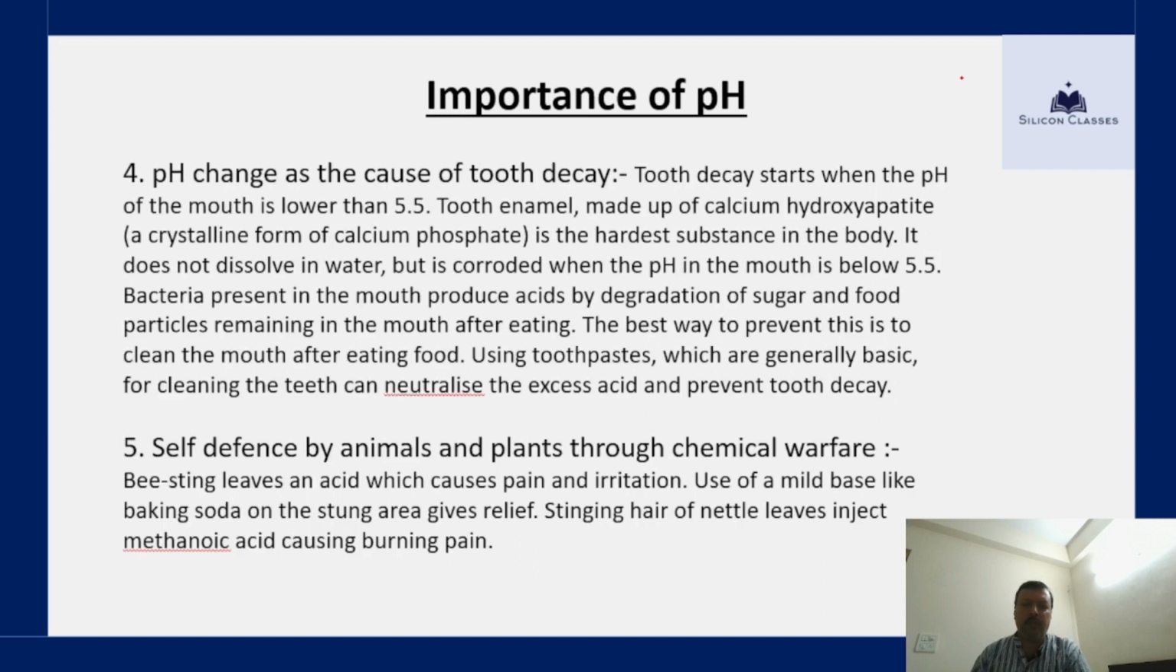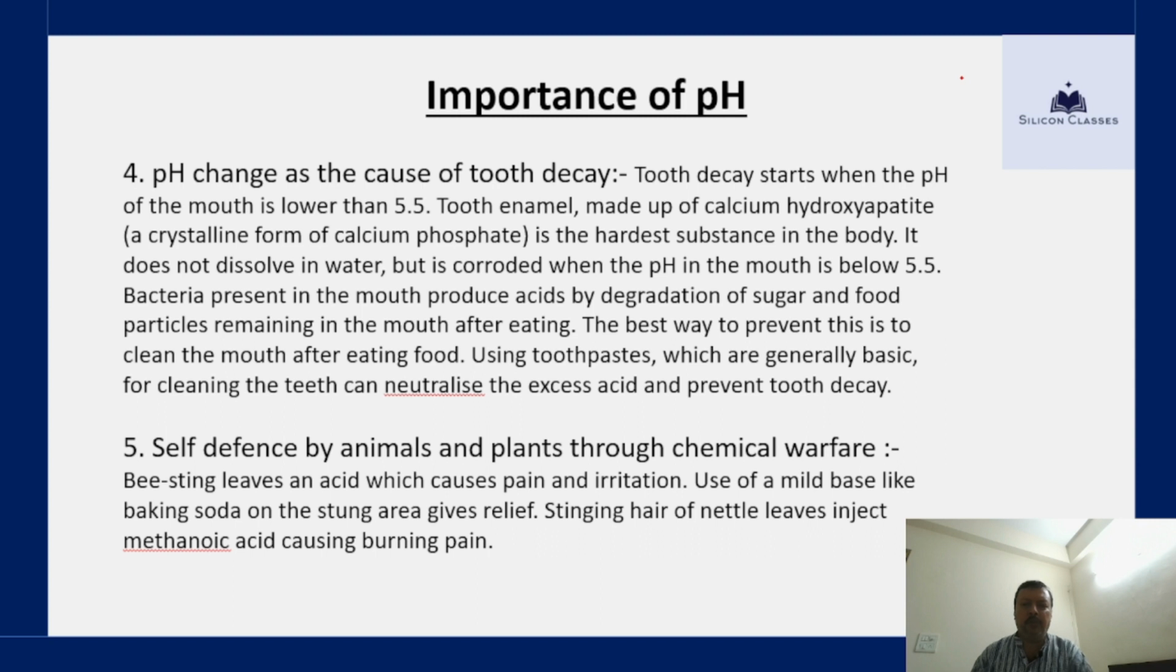Number four, pH change as the cause of tooth decay. Tooth decay starts when the pH of the mouth is lower than 5.5. Tooth enamel, made up of calcium hydroxyapatite, that is a crystalline form of calcium phosphate, is the hardest substance in the body. It does not dissolve in water but is corroded when the pH in the mouth is below 5.5.